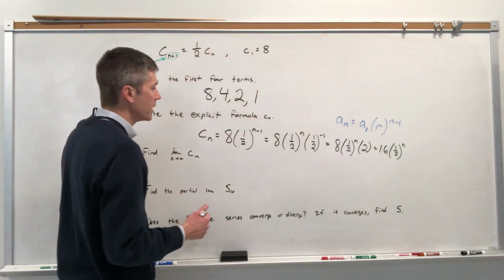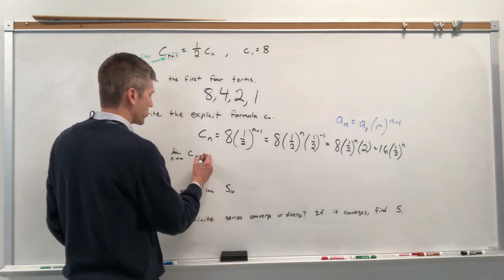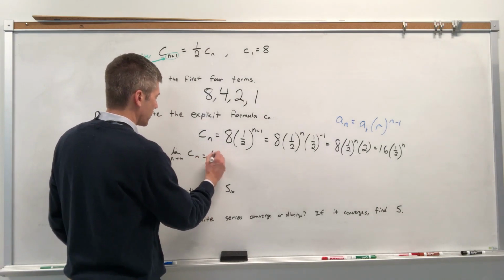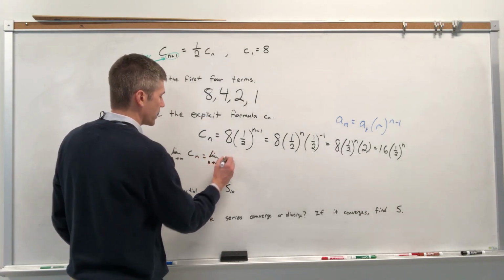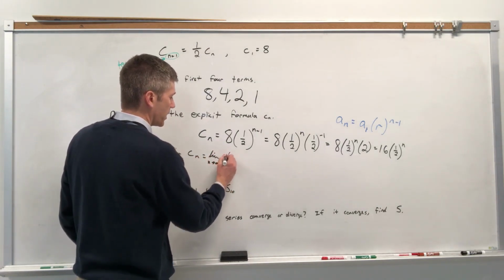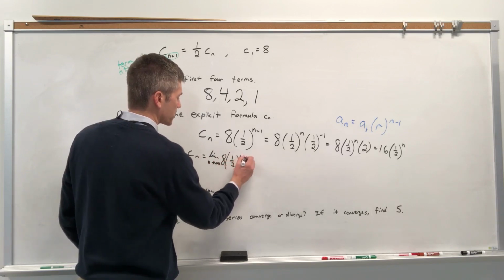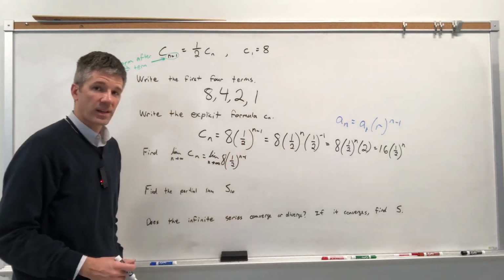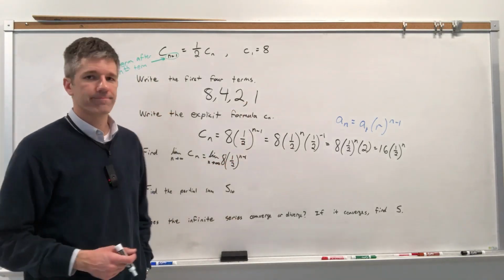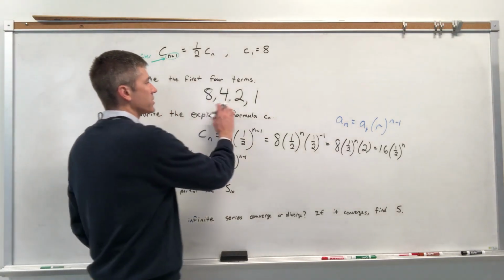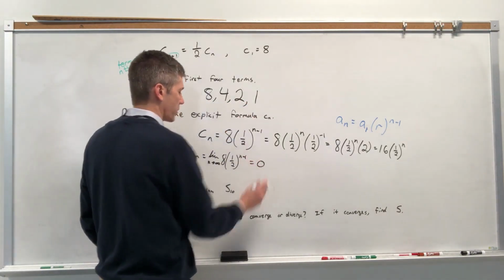And on the previous problem, we went through this process in a lot more detail. We were like, oh, it's the limit, as n approaches infinity, of 8 times 1/2 to the n minus 1. And we worked through all the stuff, and it was fantastic. It's 0. These numbers are approaching 0.